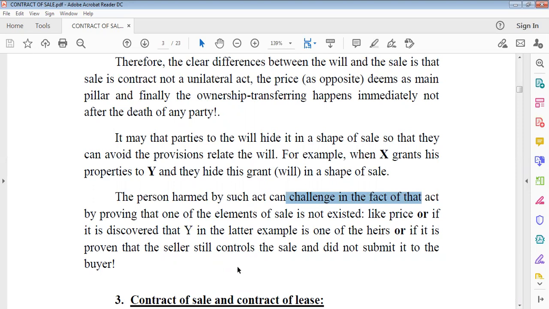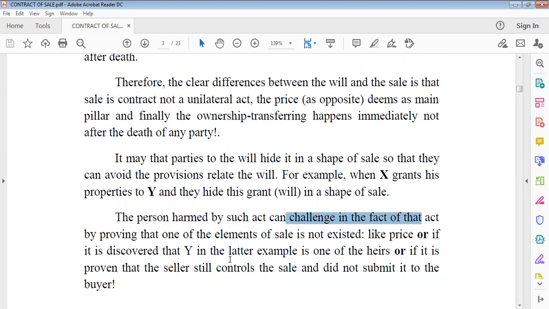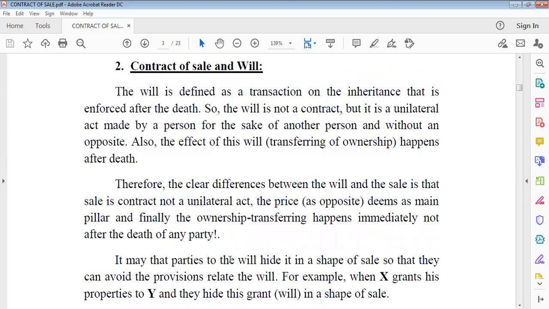So anyone who would be harmed by this act can challenge it before the court and prove that the act that happened between the persons is not a contract of sale, however, it is a contract of gift. I think to this limit, I end my lecture.